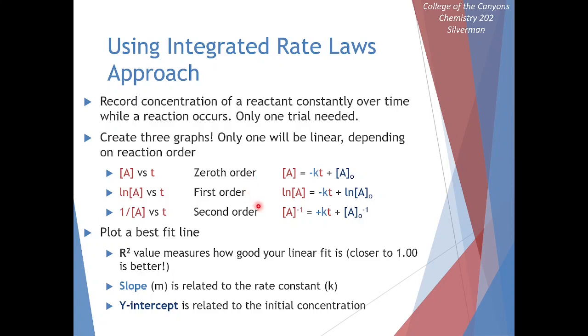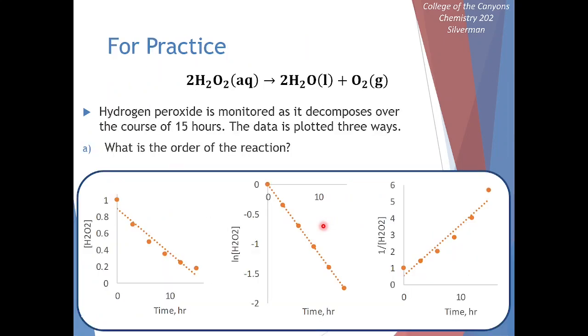Once we know what the order of our reaction is, we can use the slope of those graphs to figure out what our rate constant is. And there we go. We've determined everything we want to from our rate law. We can see this in our practice problem. Here we have hydrogen peroxide decomposing into water and oxygen. We've monitored the amount of hydrogen peroxide that there is over various points in time, and we can see what that looks like here, right?